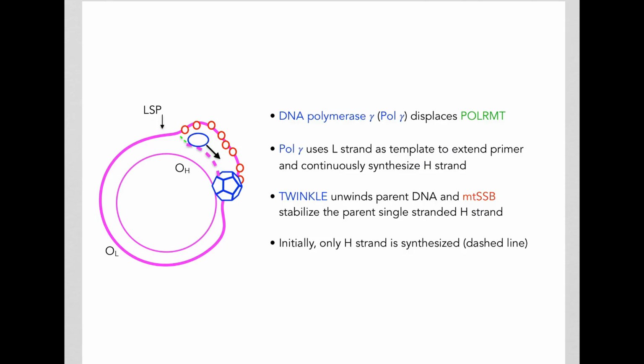So as this happens, Twinkle will keep on unwinding the double-stranded DNA. At the same time, the mitochondrial single-stranded binding proteins will bind the free H strand. So initially, only the H strand is copied. So you can see the dashed line here is the new H strand that is being synthesized.